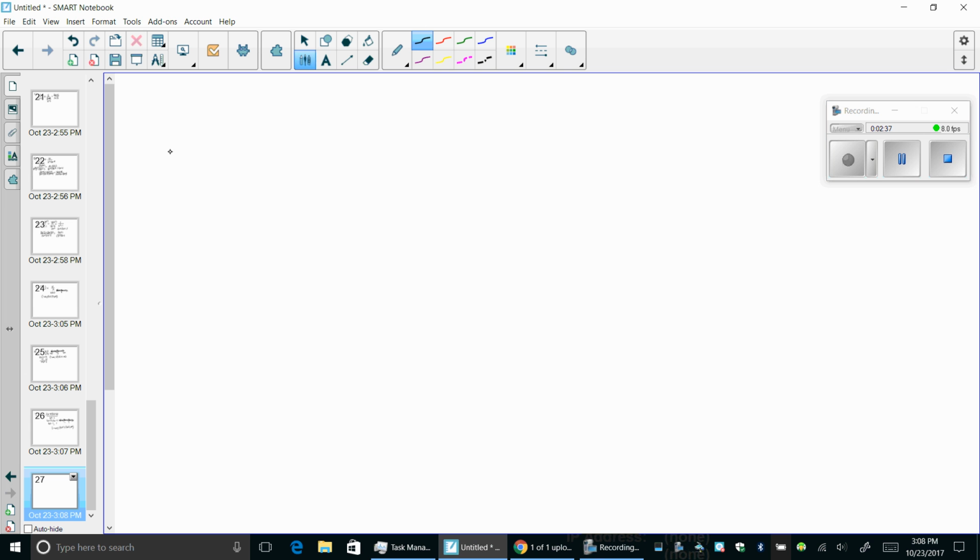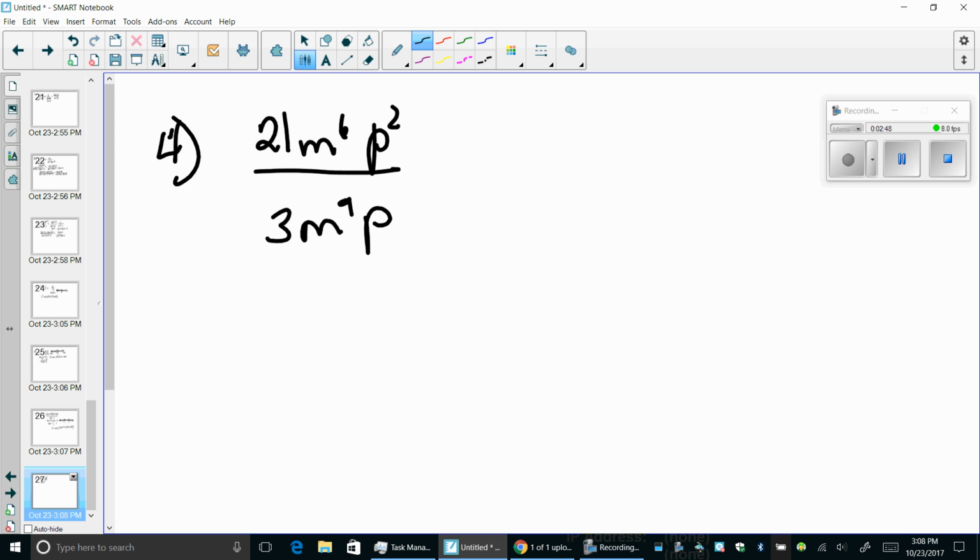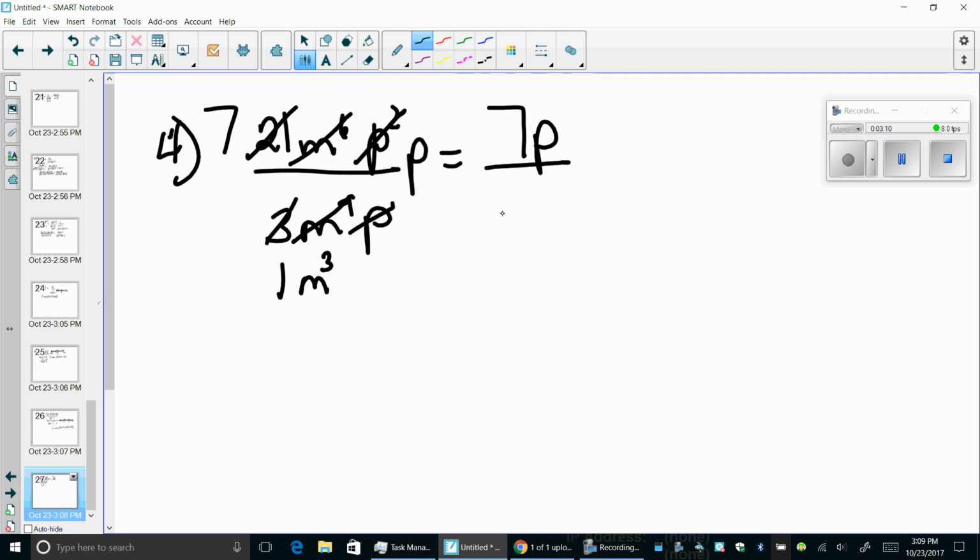All right, number 4, they want me to express this in simplest or lowest terms. On the top, I have 21m to the 6th p squared, and on the bottom, I have 3m to the 9th p. So you want to look for a common factor between 3 and 21, which is 3. 3 goes into 3 one time and into 21 7 times. I have m to the 6th and m to the 9th, so if I were to take 6 m's away, it would leave me with m to the 3rd on the bottom, and I have a p squared and a p. So if I were to take a p away, I'd have a p still left on the top. So the top's going to be 7p, and the bottom's going to be 1m cubed. So 7p over m cubed, which is b.